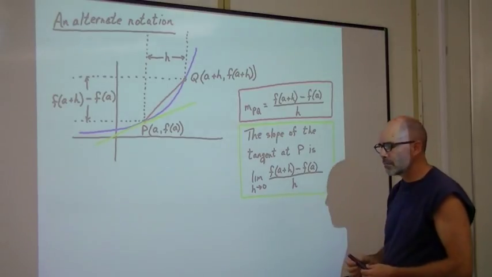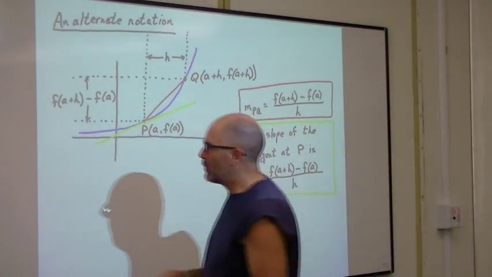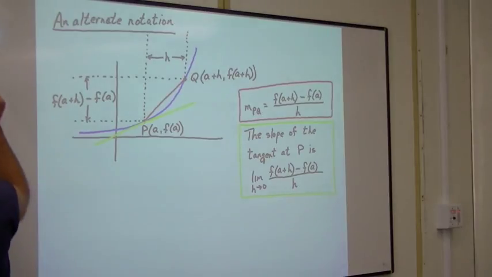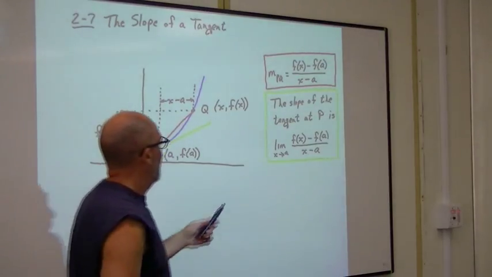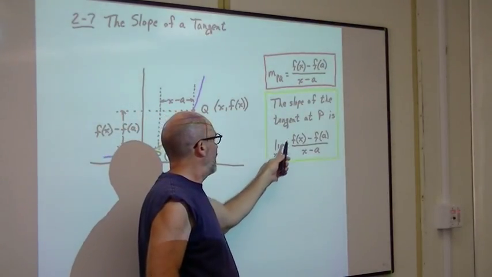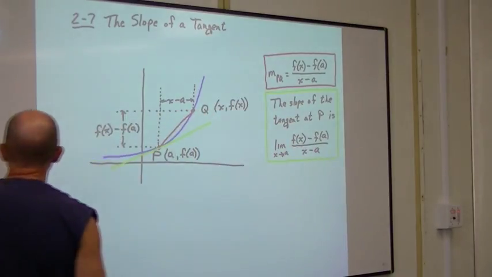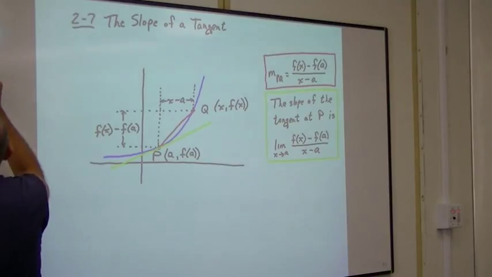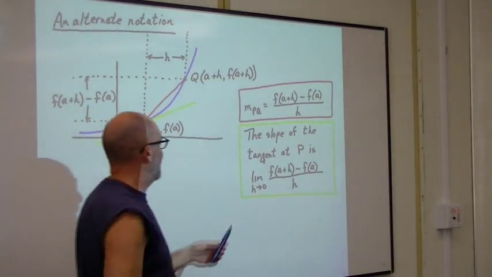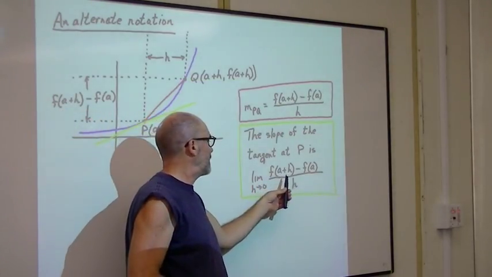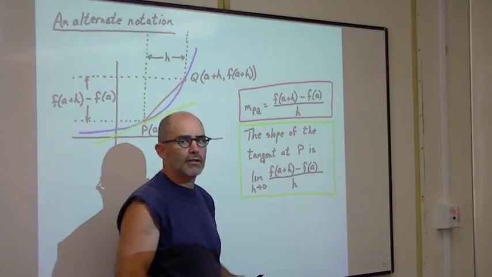Now, we have both situations. We have the limit as x approaches a of f of x minus f of a over x minus a. And we have the limit as h approaches 0 of f of a plus h minus f of a over h.